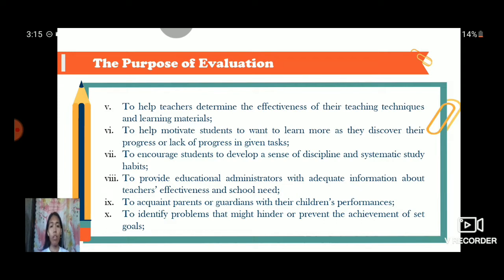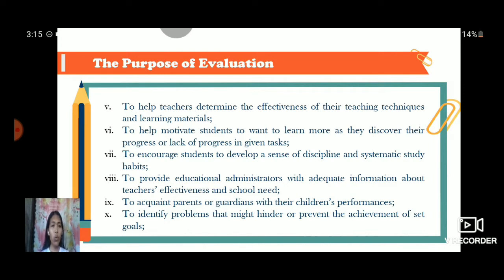One of the main purposes of evaluation in a certain school is to determine which part the teachers or the school need to improve or what needs the school has to cater to.